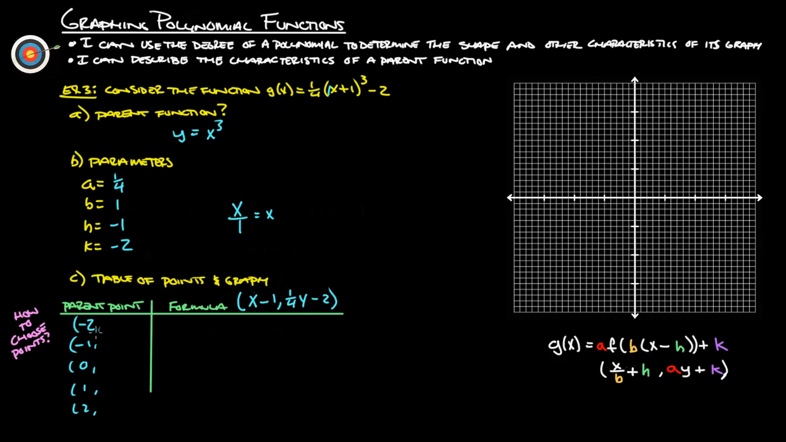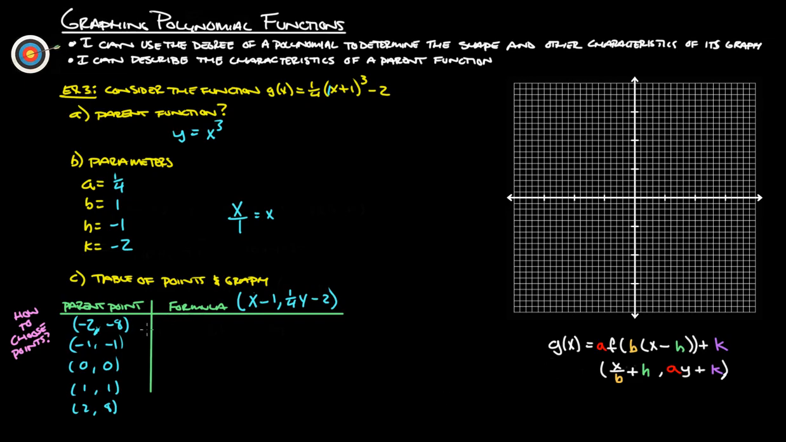Okay, so then what we'll do here is we'll just go through and calculate what each one of the original ones is. -2 cubed, so -2 times -2 times -2 is -8. -1 cubed is -1. 0 cubed is 0. 1 times 1 times 1 is 1. 2 times 2 times 2 is 8. So here's all of our parent function points.